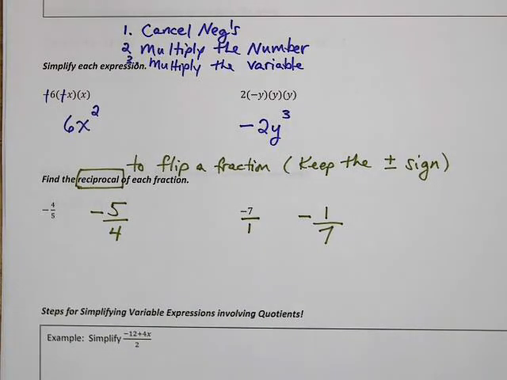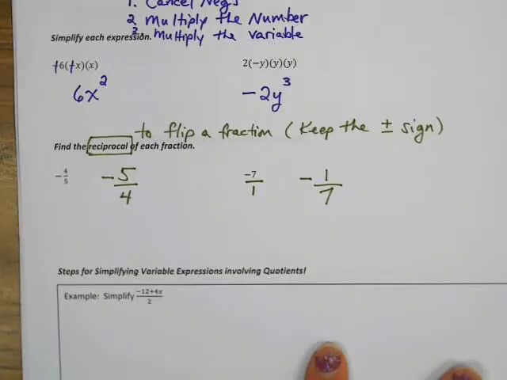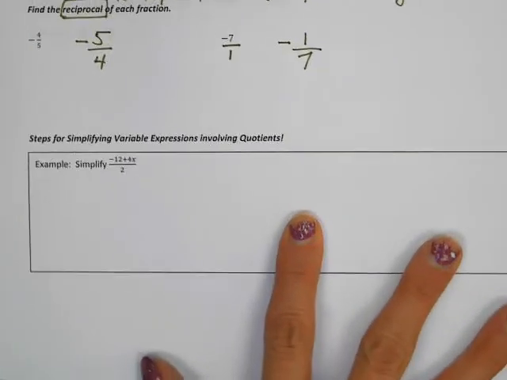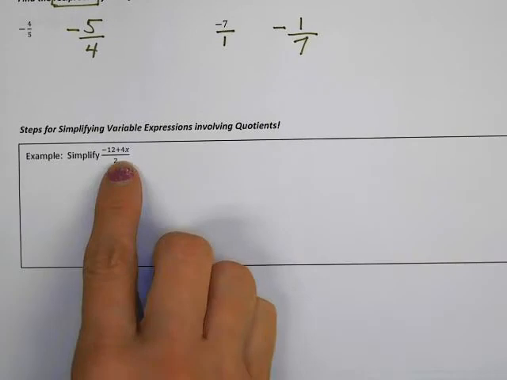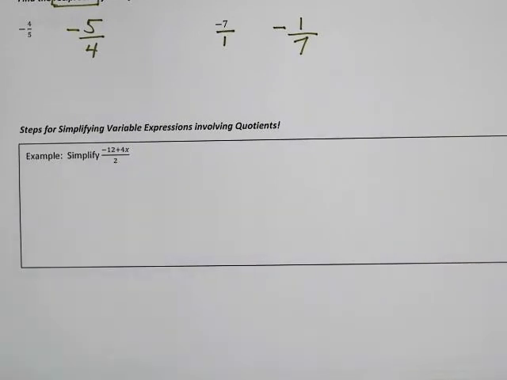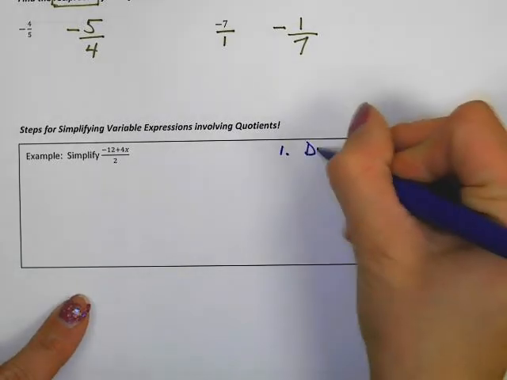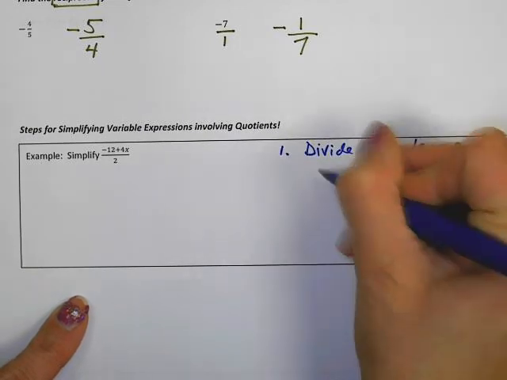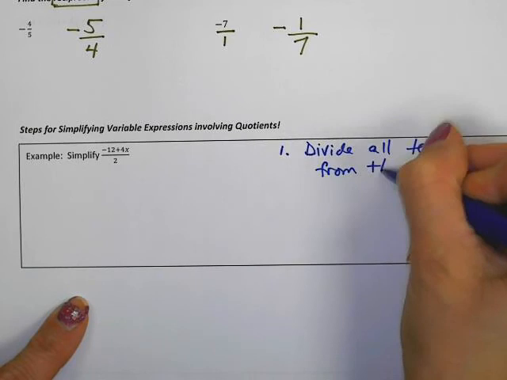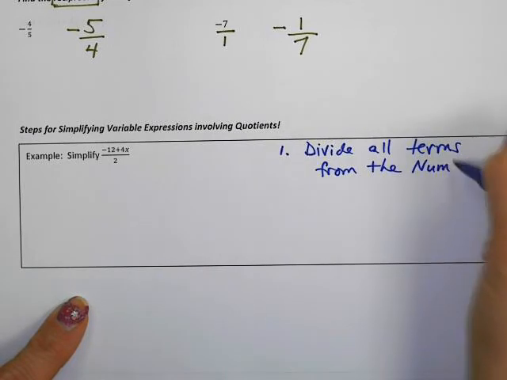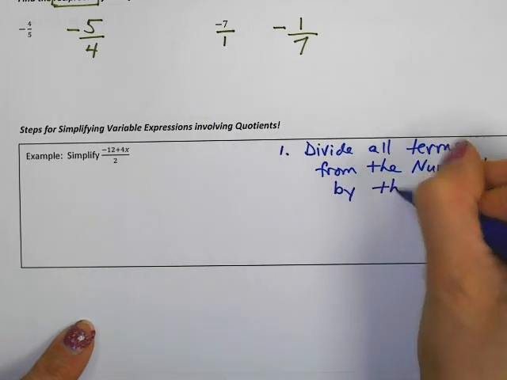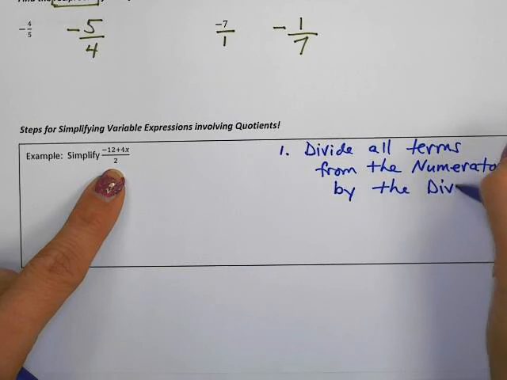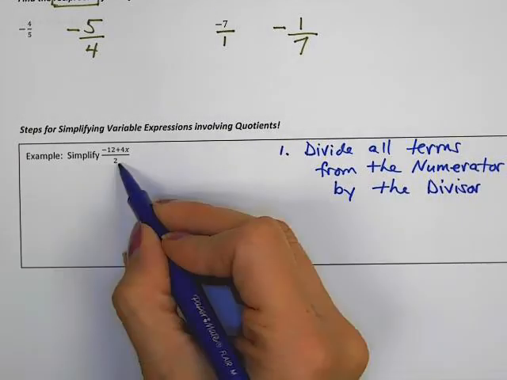All right, what else do we study in Chapter 2? Simplifying an expression with quotients. Okay, so something like this. So here's the steps. Okay, step number 1. Divide all terms from the numerator, okay, by the divisor. Okay, a divisor is the number you're dividing by.